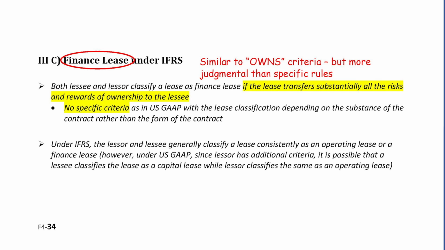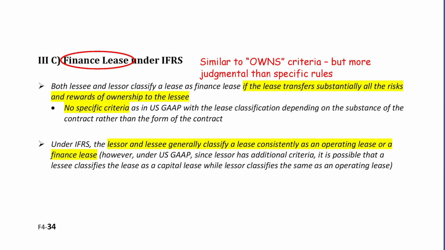So you don't have the 90%, 75% specific criteria, it's more judgmental. Is the lease transferring substantially all of the risks and rewards of ownership to the lessee? If yes, it's a finance lease for both lessee and lessor. Next bullet, highlight, lessor and lessee generally classify a lease consistently as an operating lease or a finance lease. So it's either an operating lease for both lessee and lessor, or it's a capital lease for both of them.